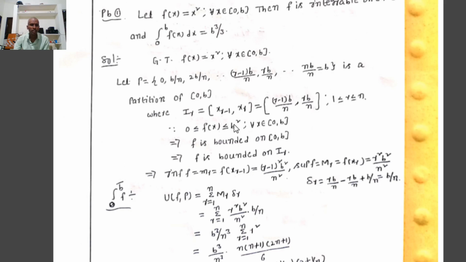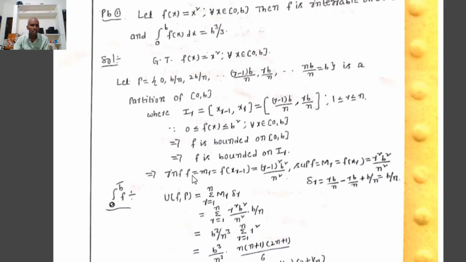That implies all the images of the function f(x) on the closed interval [0, b] lie between 0 and b². That implies f must be bounded on the closed interval [0, b]. That implies f is automatically bounded on each and every subinterval I_r = [x_{r−1}, x_r]. Similarly, we observe that f has its infimum at the starting point and its supremum at the ending point. Therefore, f is bounded on I_r.